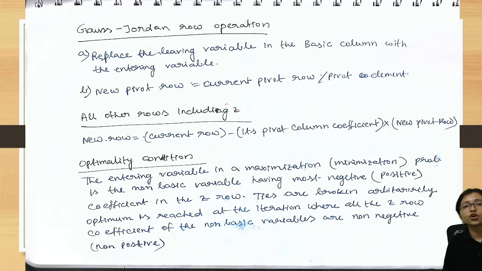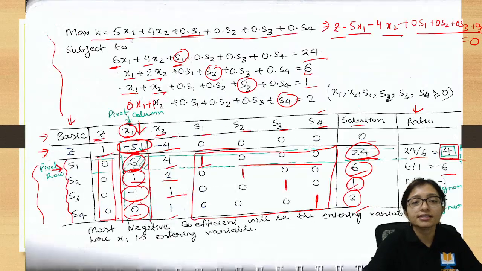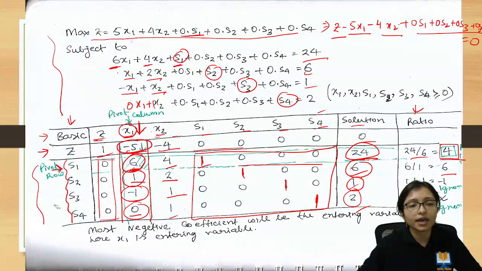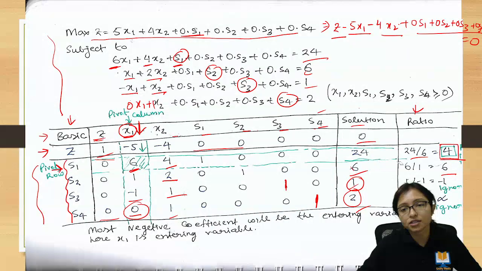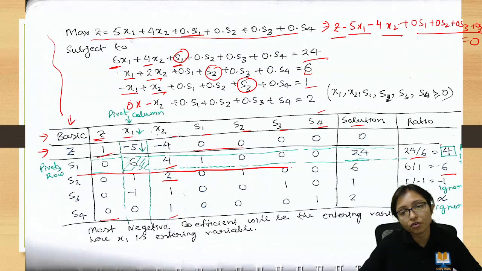This is called Gauss-Jordan row operation. How to do the row operation you can see here. New pivot row will be current pivot row divided by pivot element. How is it? Here I am showing you. You can see which is my new pivot row here. My new pivot row is this one. That's why I marked this one. Let me show you my new pivot row, because we have selected this one as the new pivot row.